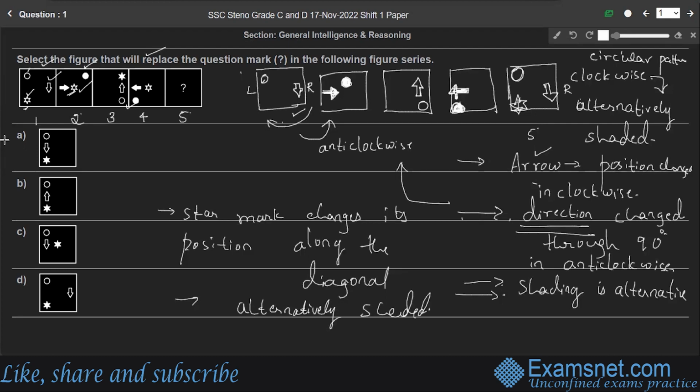Alternatively shaded. Therefore, in the fifth figure, this asterisk mark or star mark should be shaded. Right? So there is a small correction here. In the first figure, this star mark, asterisk mark should be shaded like this, right? And in the last figure also, it is shaded. Therefore, the fifth figure in the given series is, among the 4 options, option D. Option D is the right answer.